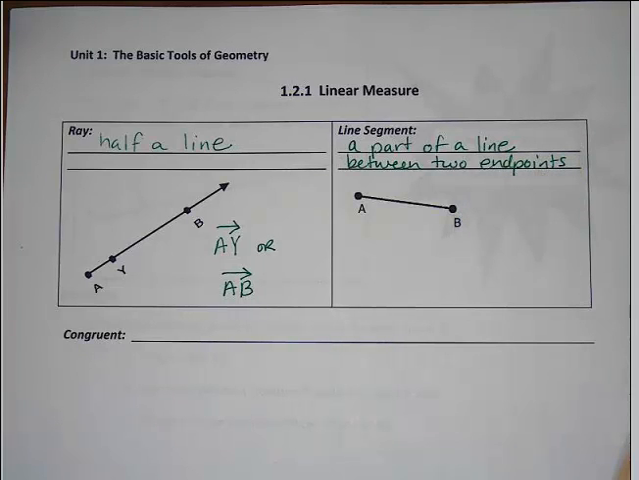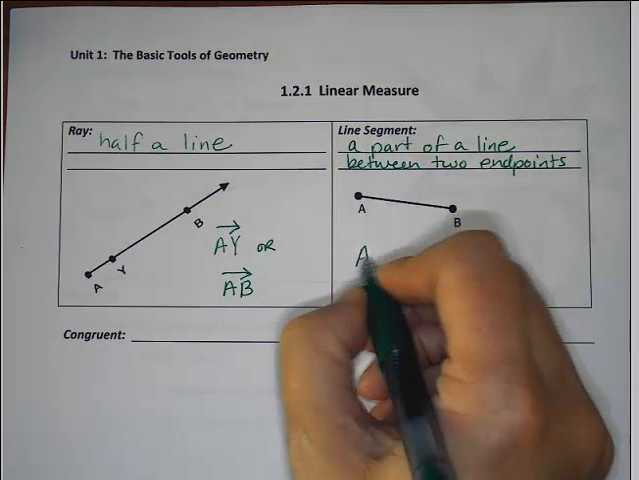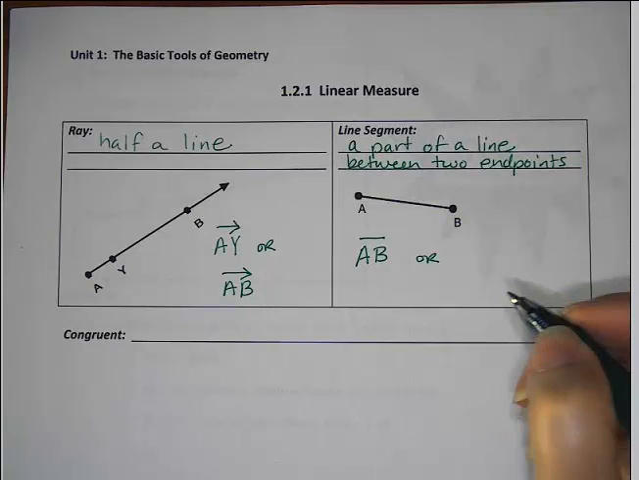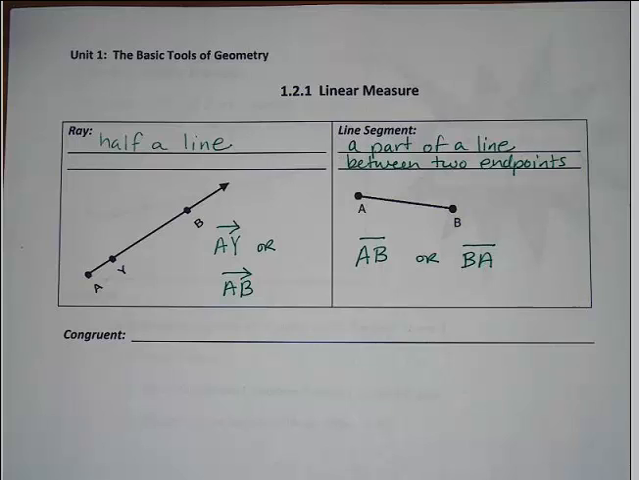Now to name a line segment, you also name two points, and it's the two endpoints. So this line segment could be named line segment AB, with just the symbol for line segment, no arrows. Or, since order doesn't matter, we could also name it BA. You just, again, name those endpoints.